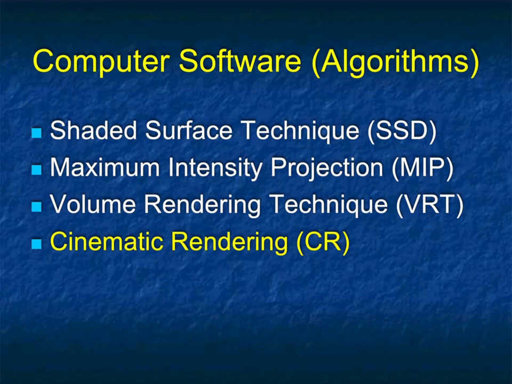One of the things that happens as your computers get faster and you have more experience in development of software, your algorithms change. In the beginning, everything was shaded surface. We don't use that at all anymore. Things were 0 or 1. It was all binary, black or white, which was okay for bone, but you couldn't see soft tissue. MIP came along. It was sort of a step forward. It would show the brightest structures, so it could work reasonably well for vascular structures, particularly if you remove bone.